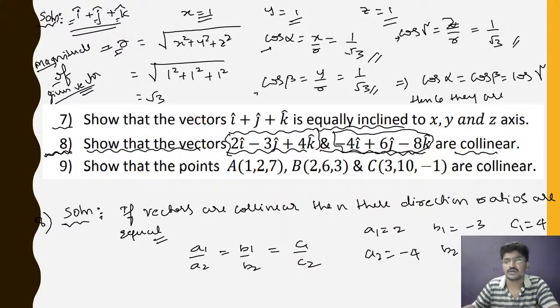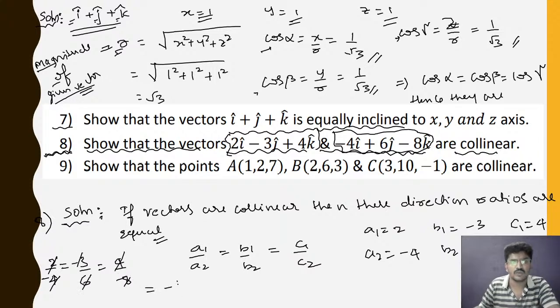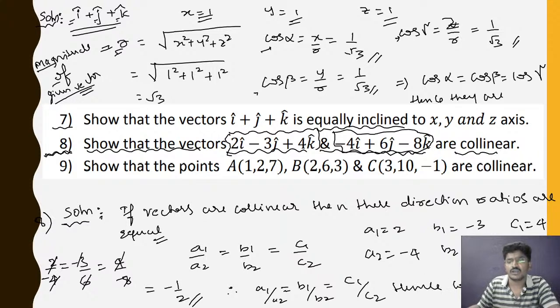B2 6, C2 minus 8. So therefore A1 by A2: 2 by minus 4, minus 3 by 6, 4 by minus 8. Just simplify it, all will be equal to minus 1 by 2. Therefore A1 by A2 equals B1 by B2 equals C1 by C2, hence collinear.